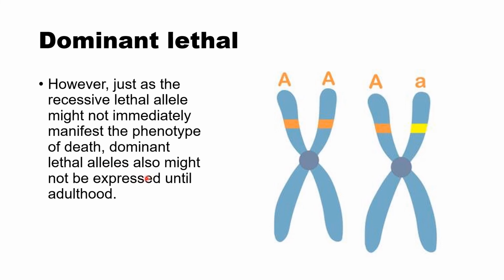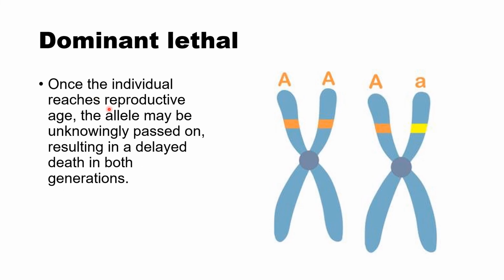That is what is being said here, because dominant lethal alleles might not be expressed until adulthood, until such time that you may have had the chance to have children to whom you can pass this dominant lethal allele. So, once the individual reaches reproductive age, the allele may be unknowingly passed on, resulting in a delayed death in both generations. Once the animal is sexually matured and you have the dominant lethal allele, there is a chance that you pass it on to your offspring. After that, that is when the dominant lethal allele takes effect. You only die after you have passed it on.